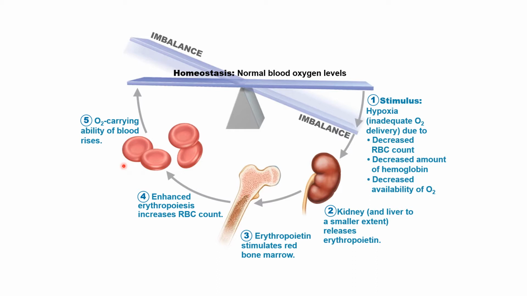Once erythropoietin is released, it's going to act on your red bone marrow in your bones, because this is where we have the stem cells that are going to produce the red blood cells for us. And so this is one way we can react to an imbalance that we face so that we can go back to that homeostasis level.